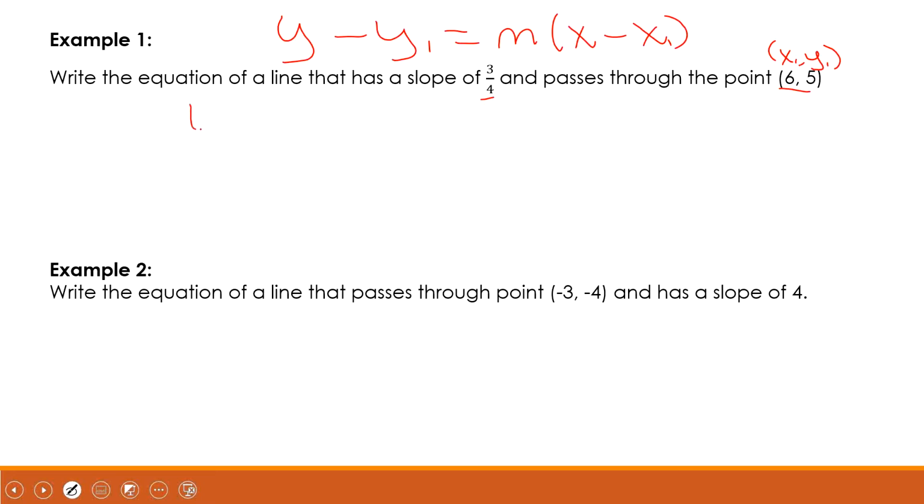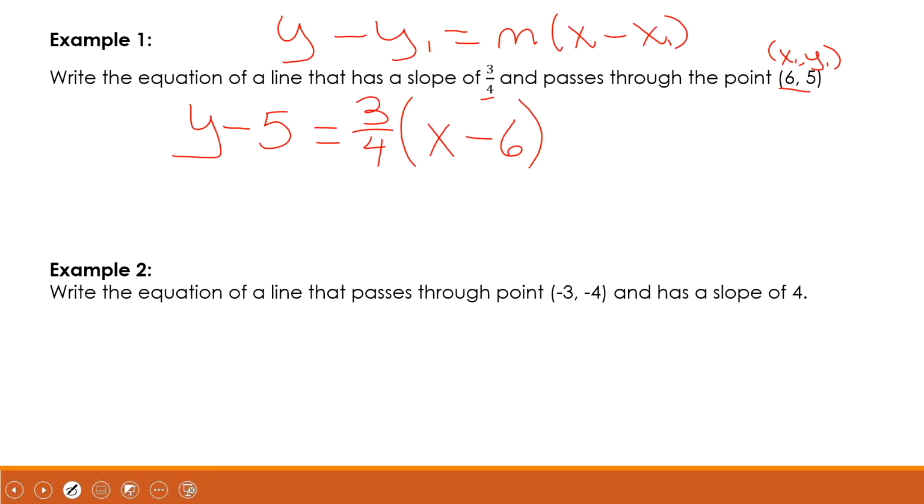So my equation becomes y minus, my y1 value is 5, so y minus 5 equals my slope is 3/4 times, in parentheses, x minus 6, because my x value is positive. And that's it. That's the equation of a line in point slope form. It's as simple as that. Does that make sense?